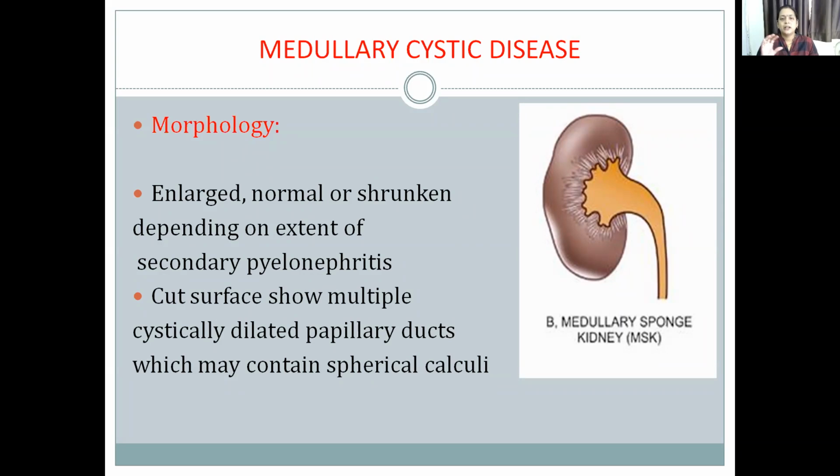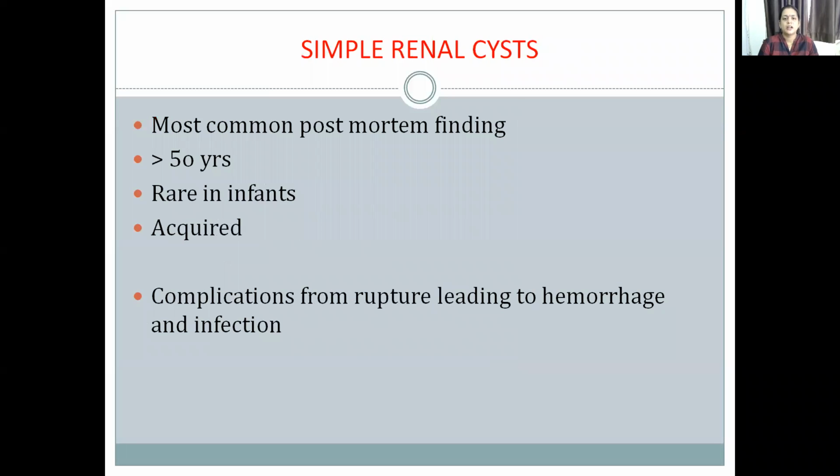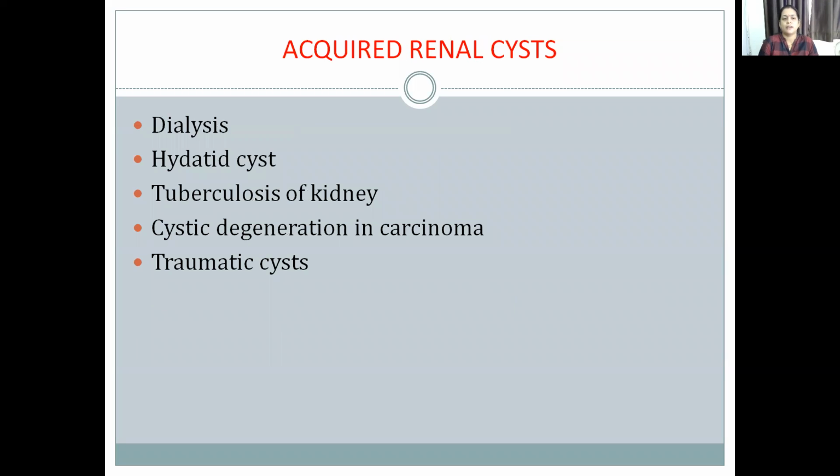So basically, you have to remember the type of cyst, the age of presentation, and how it presents, and whether it is associated with any other disease or not, while we're talking about polycystic disease. So after medullary, we are coming to simple renal cysts. It's usually a post-mortem finding, more in the age of 50 years. The complications lead to hemorrhage and infection, but it is usually acquired and rare in infants.